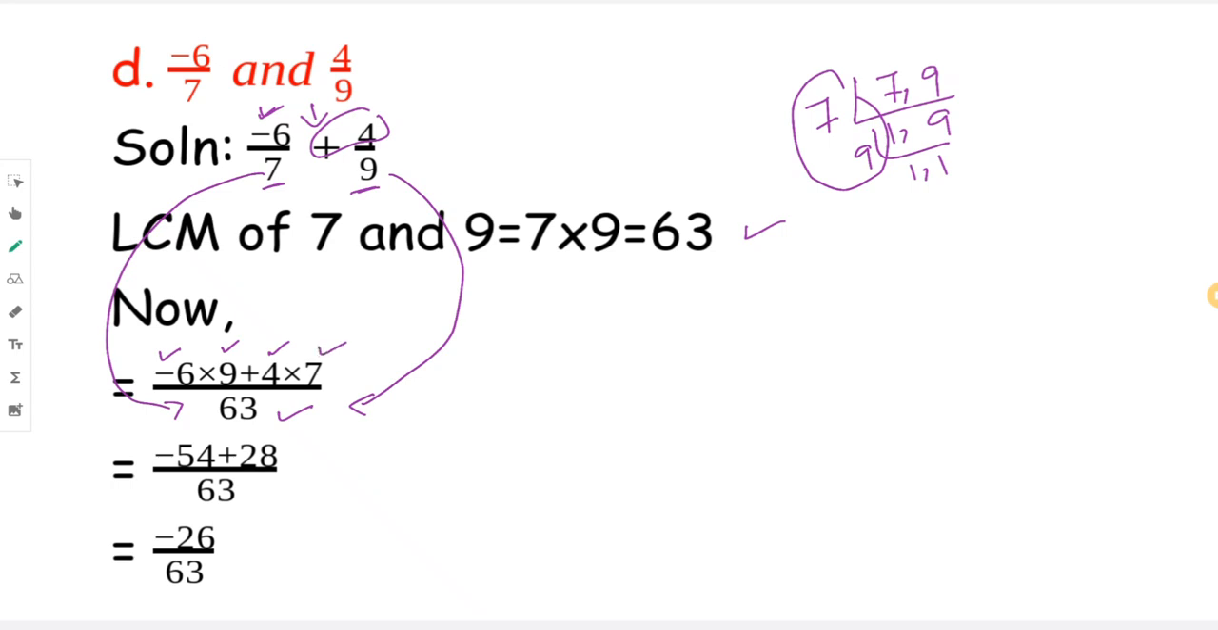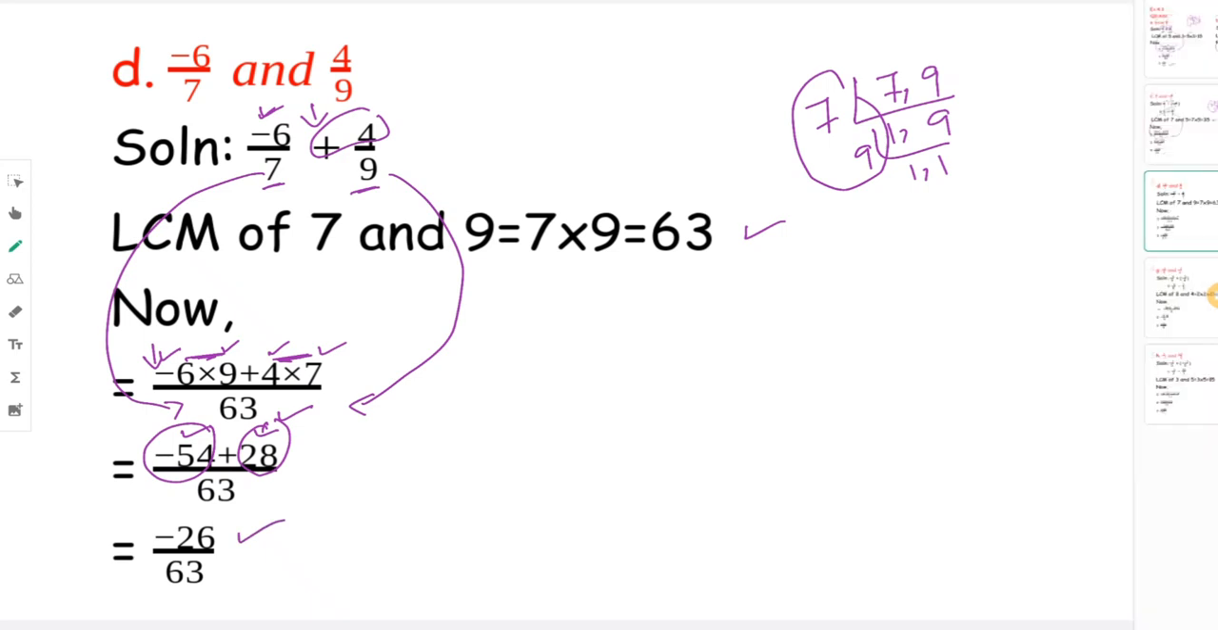9 7s are 63. All right, now 6 9s are 54, but remember the minus sign is there, right? So minus 54. 4 7s are 28. Okay, once again you can see the minus is bigger than plus, which means my answer will be in minus, right? So subtract both of them. Minus 54 plus 28, I'll get minus 26 by 63.